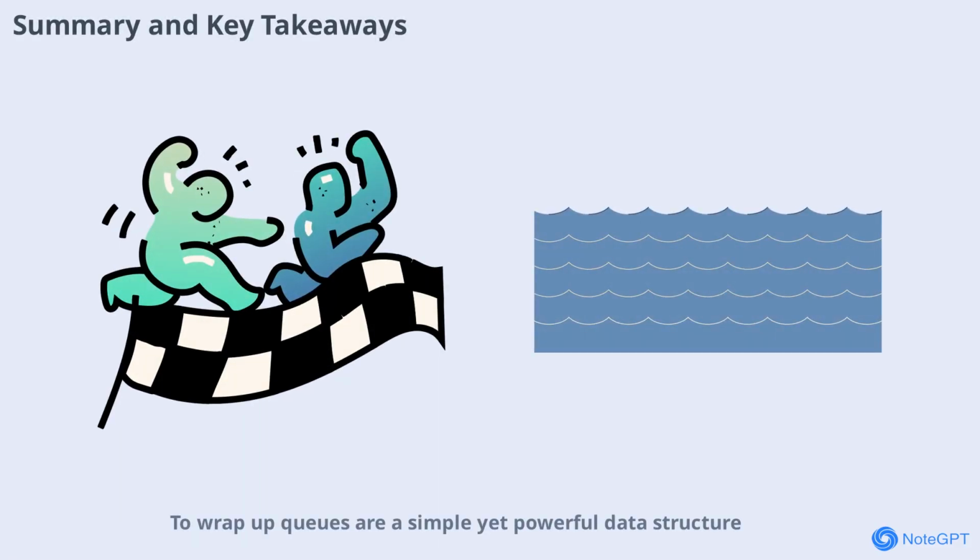To wrap up, queues are a simple yet powerful data structure that play a crucial role in countless applications. From operating systems to customer service, queues help maintain order, improve efficiency, and ensure fairness. By understanding how queues work and where they're used, you can design better programs and systems. Remember, the key features of queues are their FIFO nature and their ability to manage data flow efficiently.